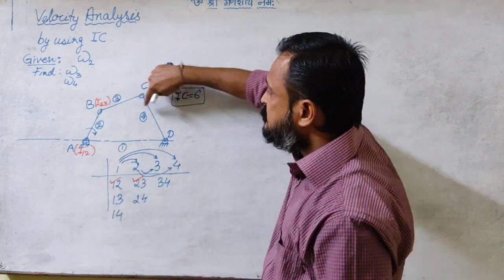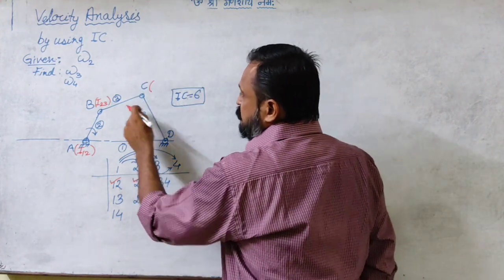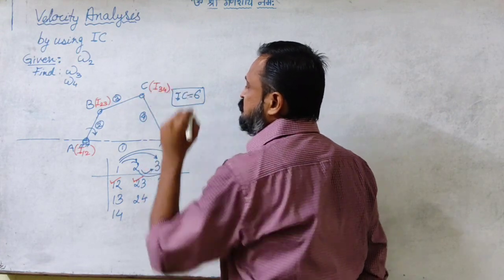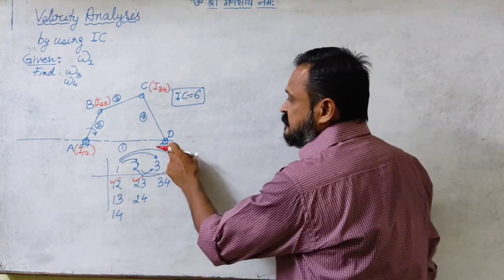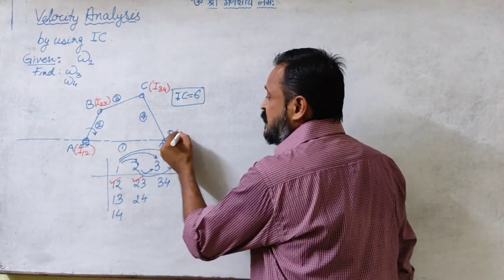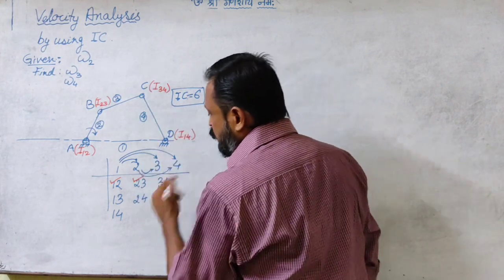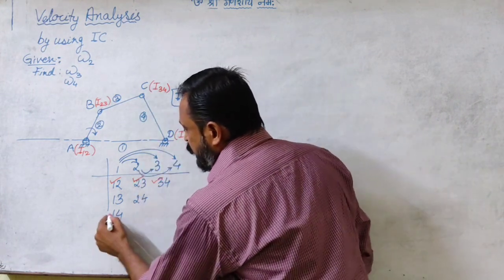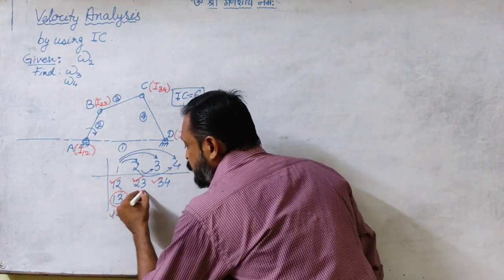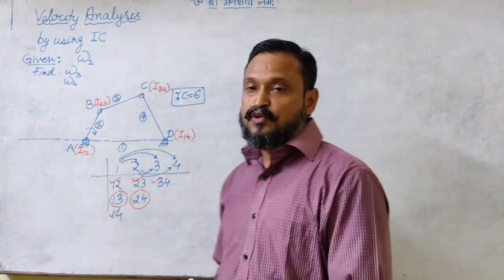Then the joint between 3 and 4: joint C, this is I34. And D is again a joint between 1 and 4, so this is I14. So 3 4 is done, 1 4 is done. Which are the two we have to determine? The instantaneous centers I13 and I24.